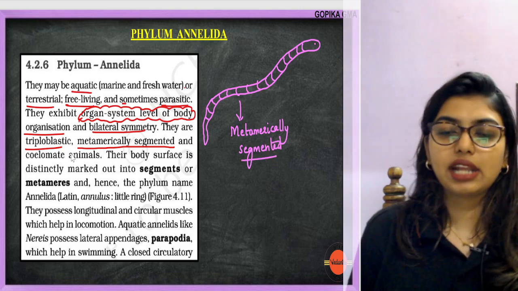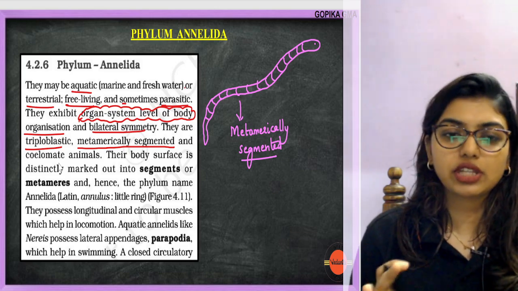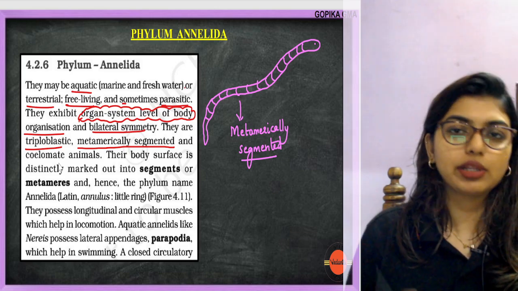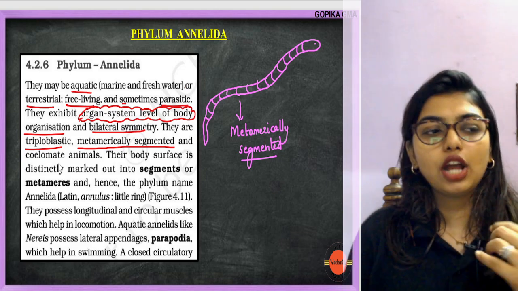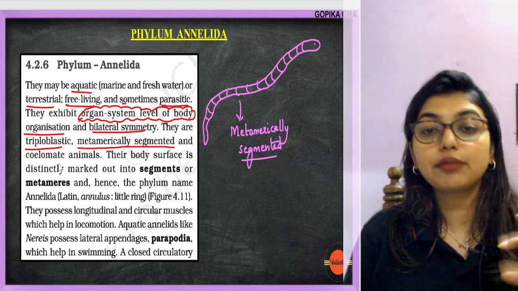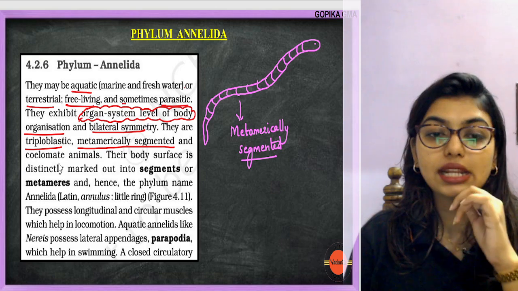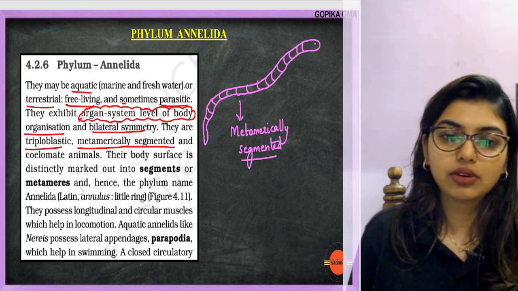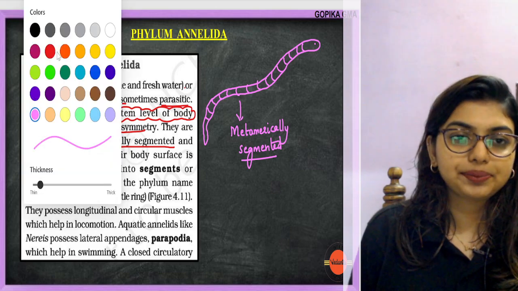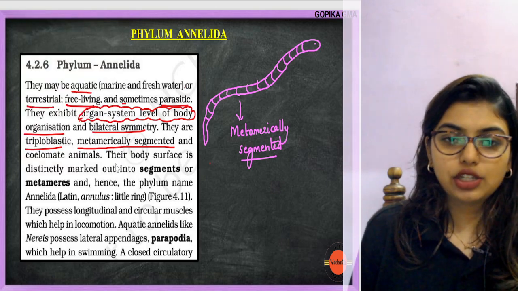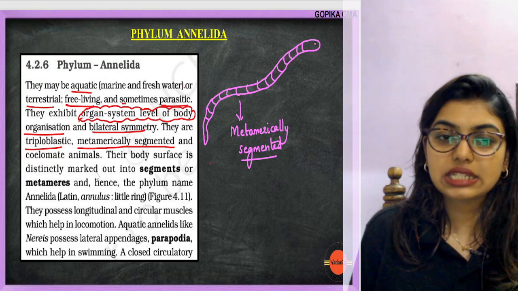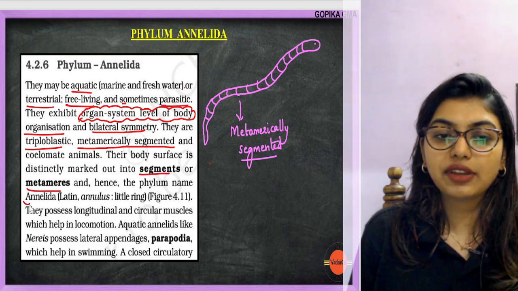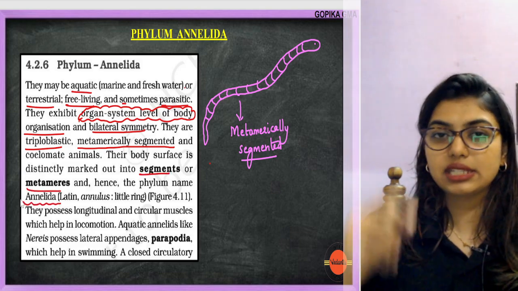And they are coelomate animals, that means they have a proper coelom. They do not have a pseudocoelom, nor are they acoelomate, they are proper coelomate. So from Annelida you will notice that a lot of changes have been coming, they are becoming coelomate. At the same time you can see modifications in excretion as well. Coelomate animals, their body surface is distinctively marked into segments or metameres, and hence the phylum name Annelida came, that is little rings.